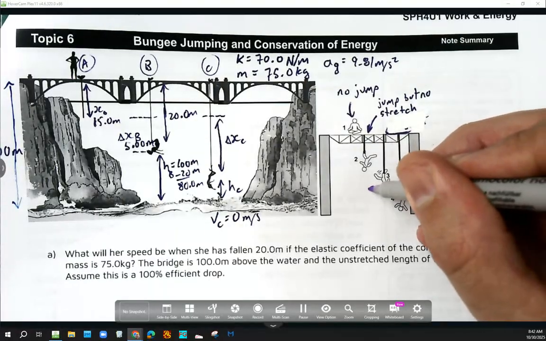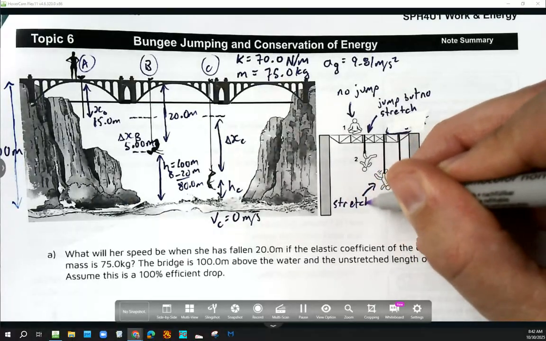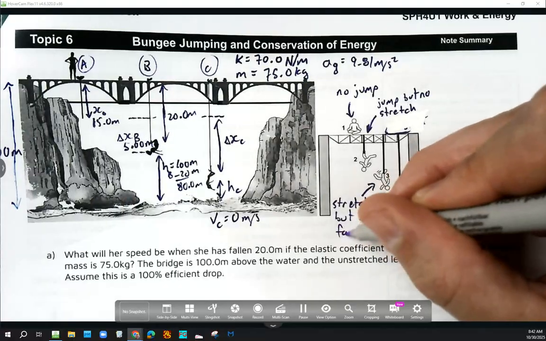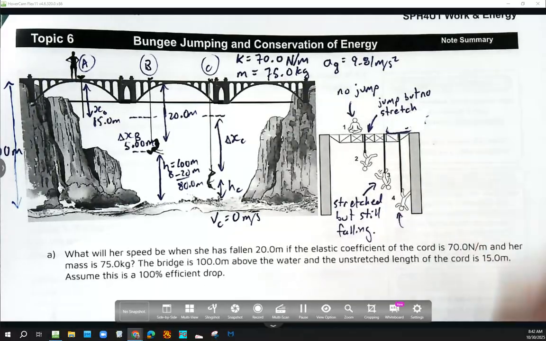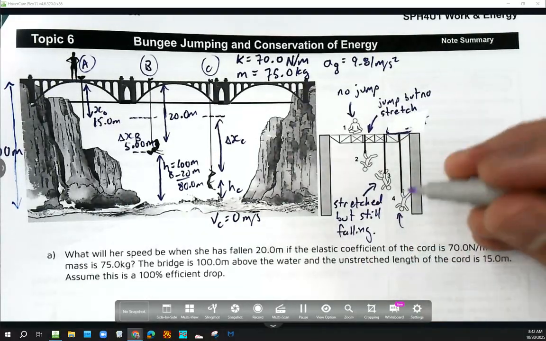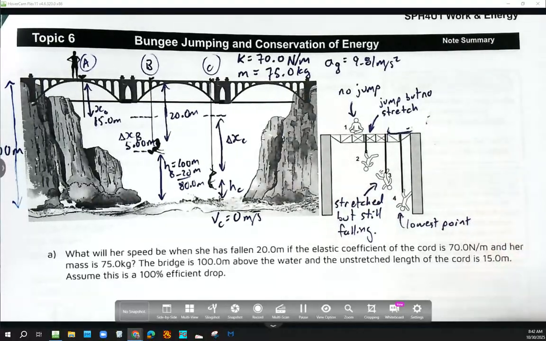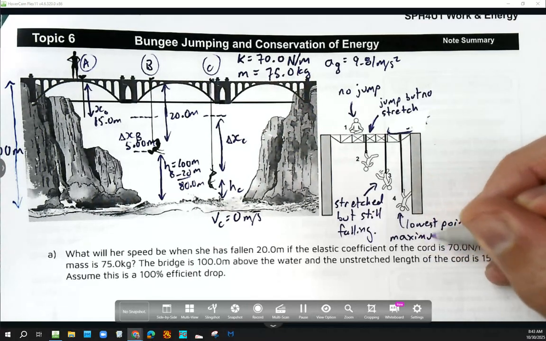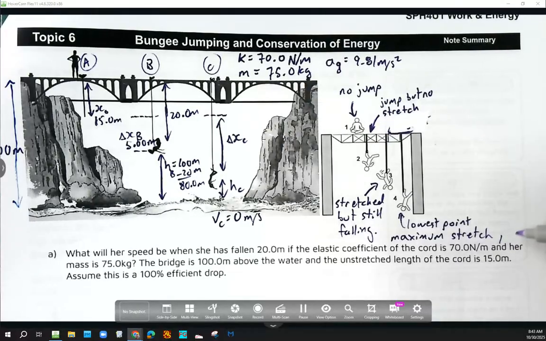This one here, it's stretched, but still falling. And then this one here, important point, is the lowest point. And at the lowest point, we have maximum stretch, and V is equal to 0 meters per second.